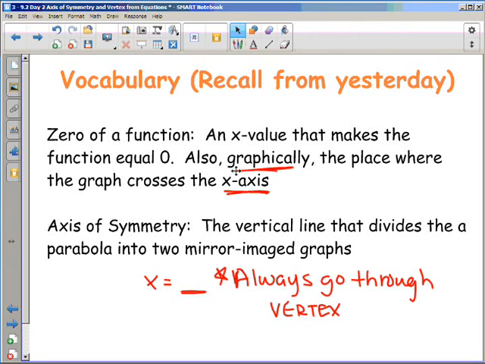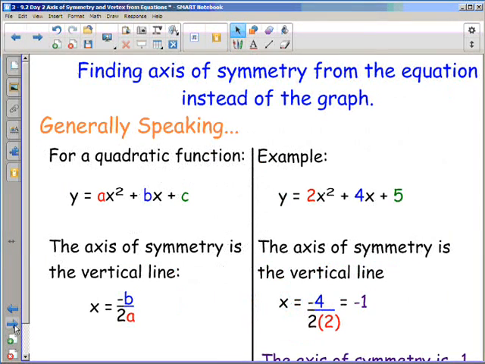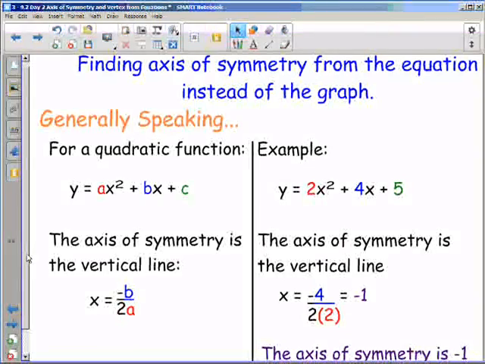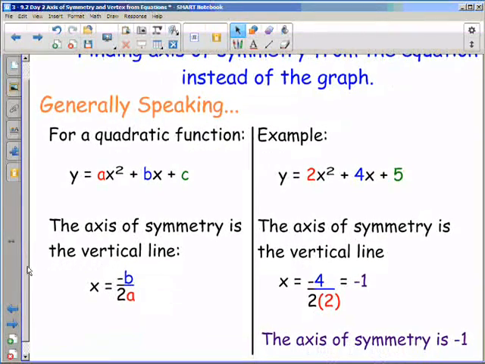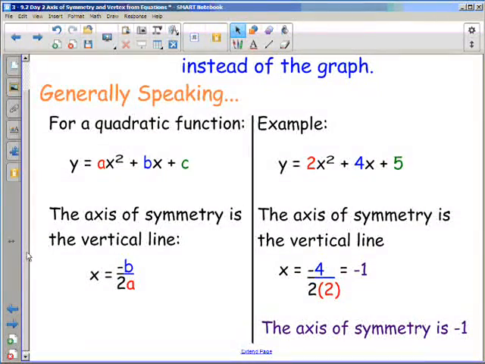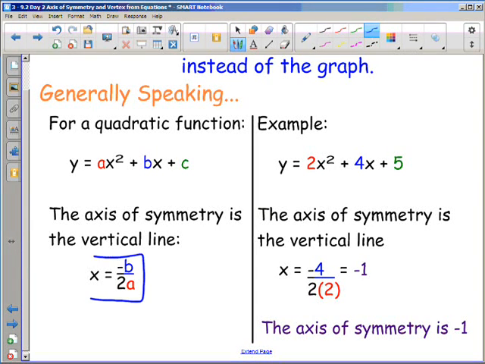All right, so let's get started with our first bit of notes. Generally speaking, to find the axis of symmetry, there's going to be a formula. Remember, we learned that a quadratic equation is in the form ax squared plus bx plus c. So our formula to find the axis of symmetry is x equals -b over 2a, where b is always my middle value, and a, we learned a while ago, is the number in front of x squared.